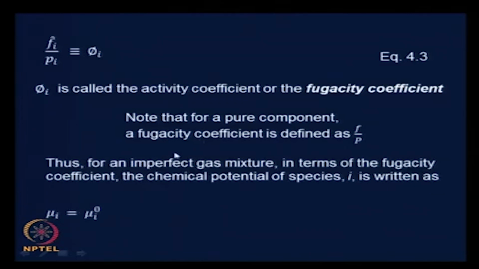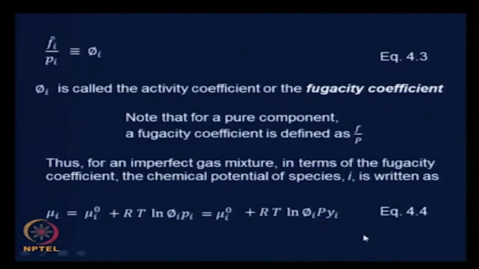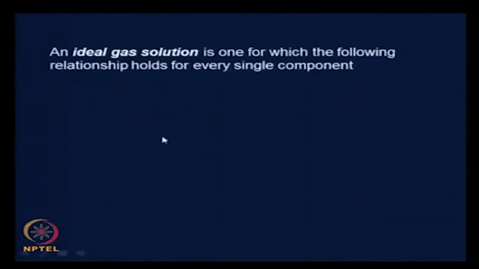And therefore, you could write for an imperfect gas mixture in terms of the fugacity coefficient: mu_i equals mu_i naught plus RT ln, where you replace the phi_i hat by phi_i P_i, and P_i is nothing but P y_i, the total pressure times the mole fraction. Therefore, mu_i equals mu_i naught plus RT ln(phi_i P y_i).